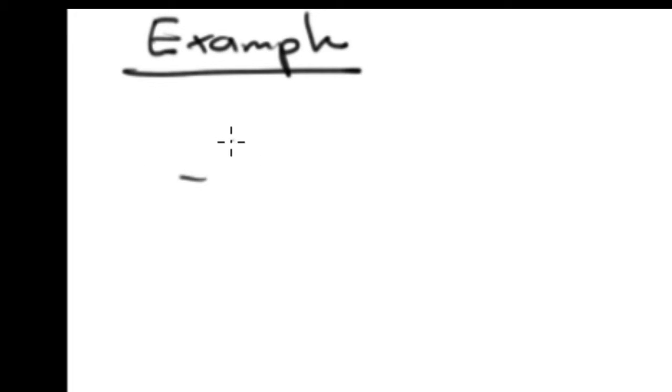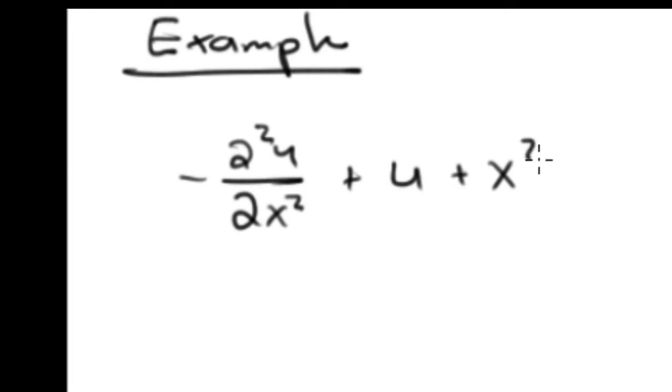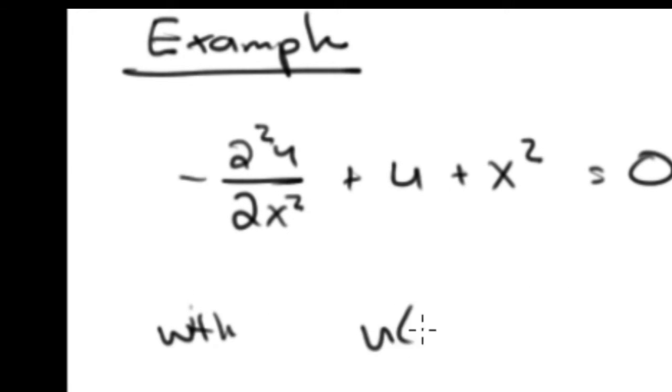So here's an example. Here's an equation that's going to be over the domain from x equals 0 to 1 with u at 0 equal to 0 and u at 1 equal to 0. So two essential boundary conditions.